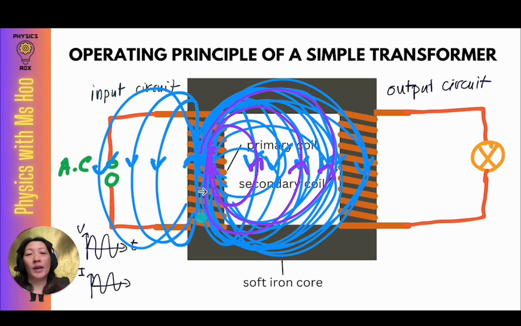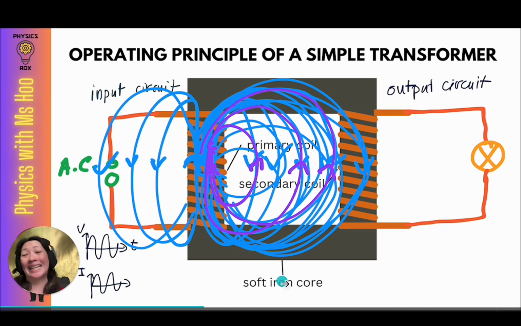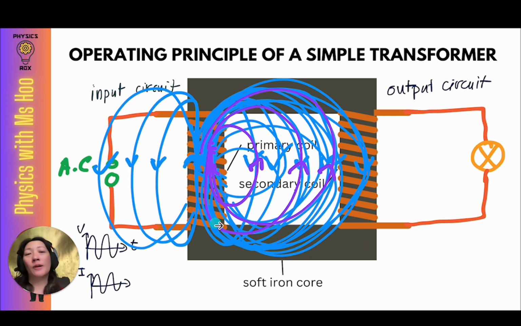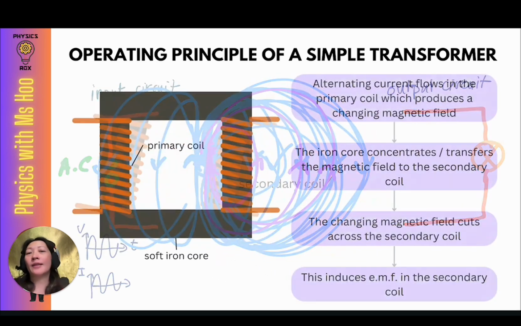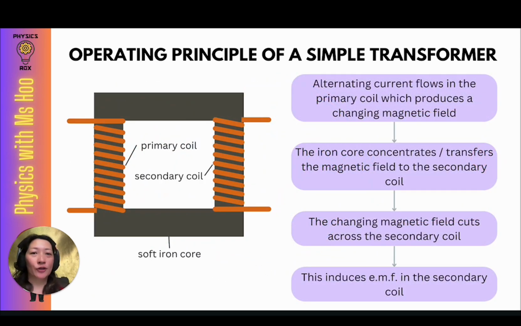So the reason why we have the soft iron core here is to help concentrate the magnetic field so that the process of electromagnetic induction would be far more efficient than if you didn't have the iron core. So the purpose of the soft iron core is to help make the process of electromagnetic induction far more efficient. So, in summary, this is how we can describe the operating principle of a simple transformer.